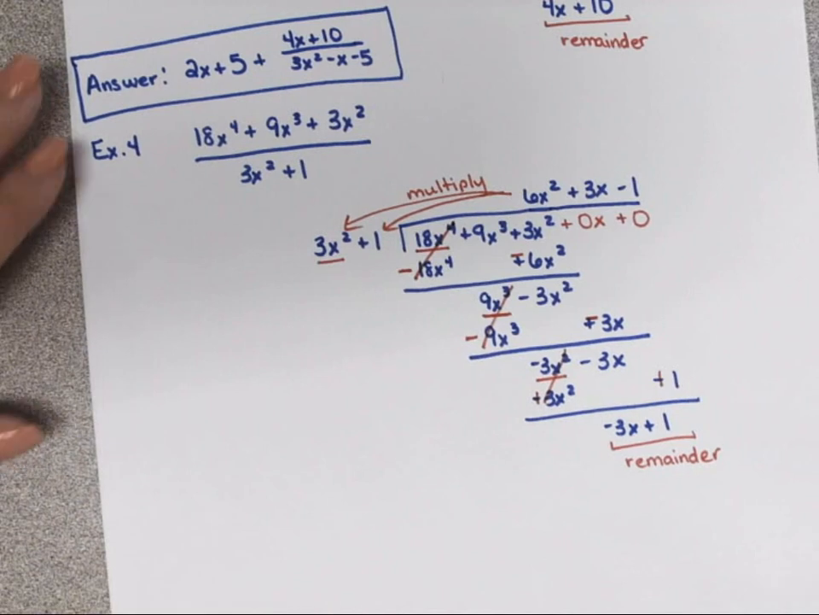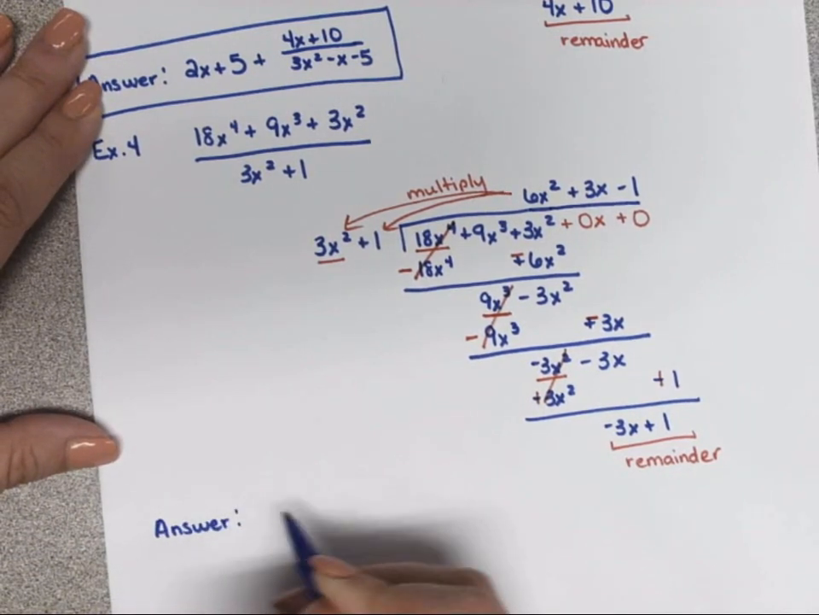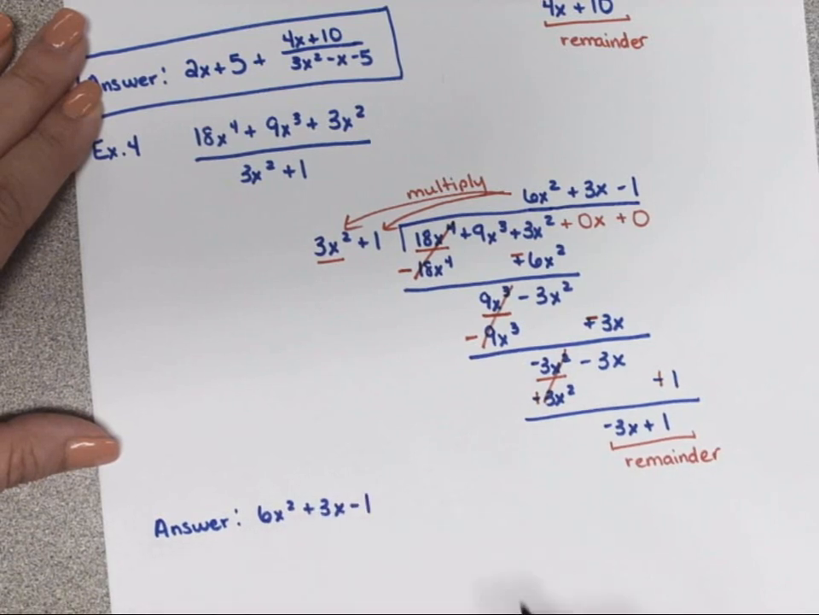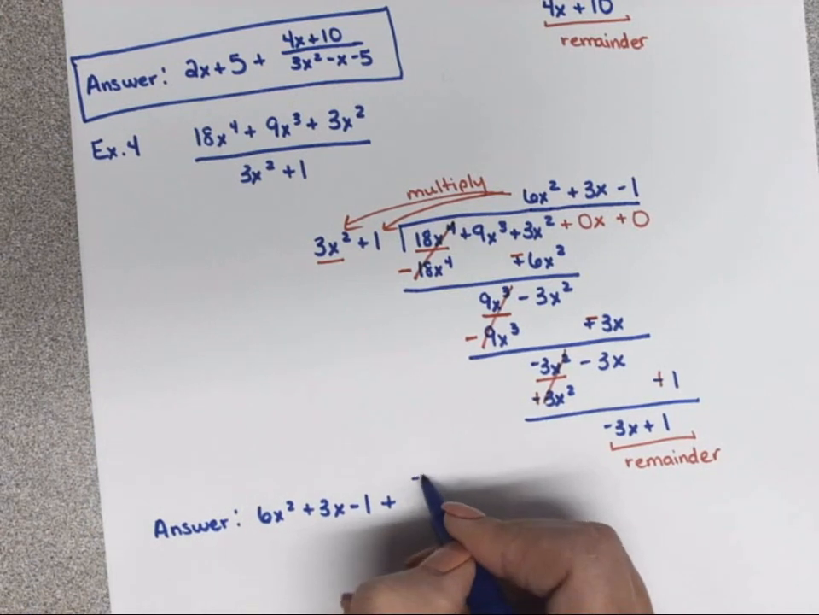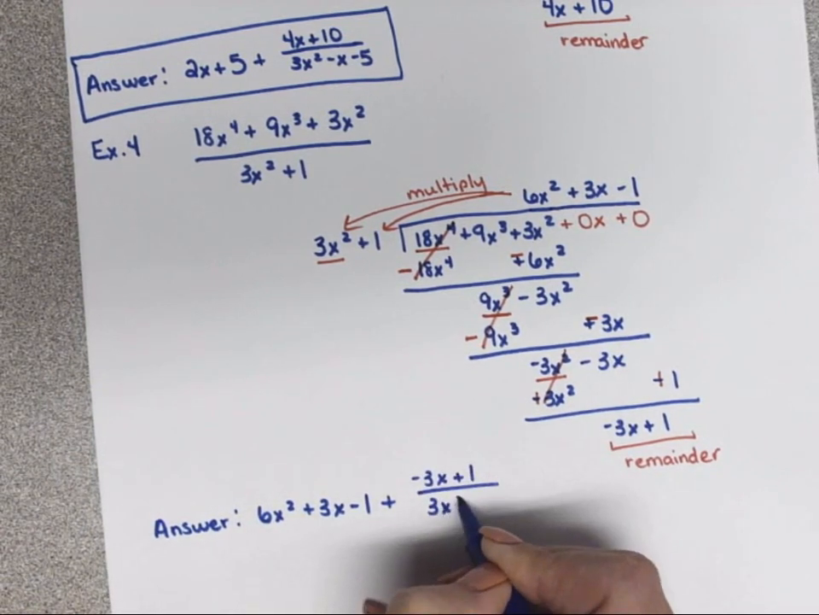So the answer in all its ugly form is what? What we got up top, which was what? 6x squared plus 3x minus 1, and then plus whatever your remainder is, so it's negative 3x plus 1, and then over what we were dividing by.